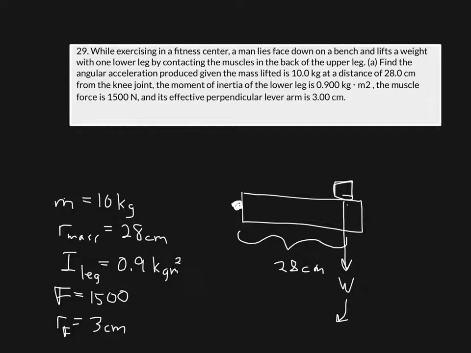Now, to keep this leg from rotating downwards, I need to apply inverse torque to keep everything static. And that inverse torque is provided by an upward force from a muscle in my leg, and that force is equal to 1,500 newtons. And I apply that force at a distance of 3 centimeters. So based on this picture, I can solve this whole problem. I'm looking for the angular acceleration. So I need to figure out how to use all these numbers to get angular acceleration.